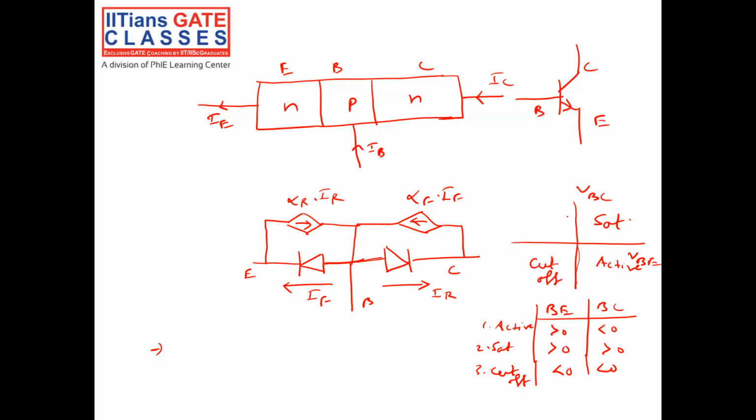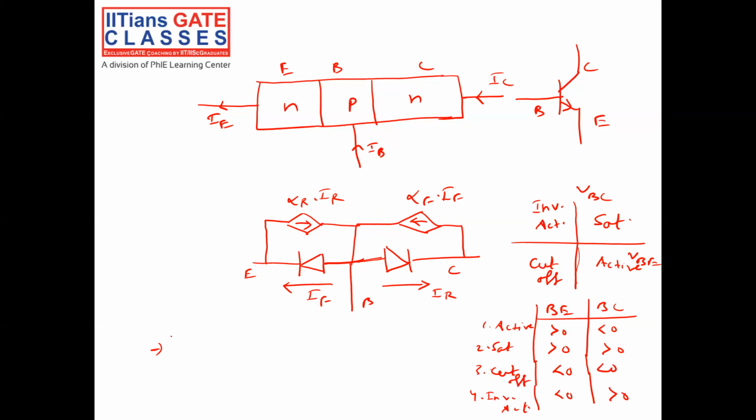The one remaining is where the base emitter is reverse bias, less than 0, and the base collector is forward bias, greater than 0. This is called inverse active. Okay, so how is this model useful for all the modes of operation? Let me explain with one or two examples.